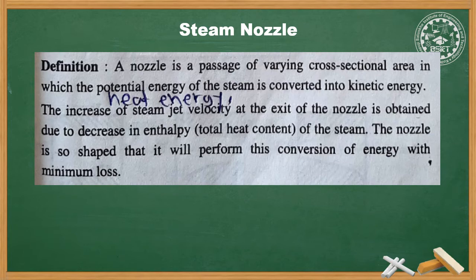The increase of steam jet velocity at exit of the nozzle is obtained due to decrease in enthalpy, that is heat content of the steam. The nozzle is shaped so that it will perform the conversion of energy with minimum loss, that is the heat energy or the potential energy of steam is converted into kinetic energy. A nozzle is basically a pipe which is having a variable cross-sectional area that is used to convert the potential energy of steam into kinetic energy.